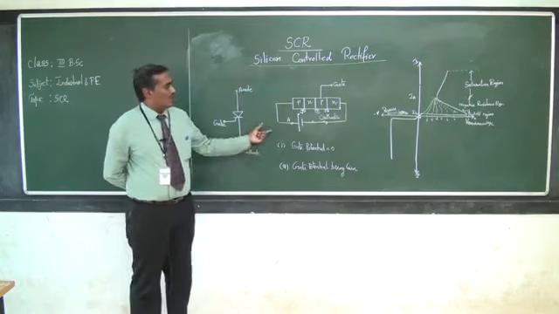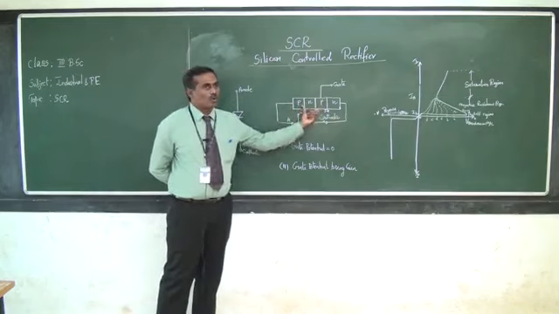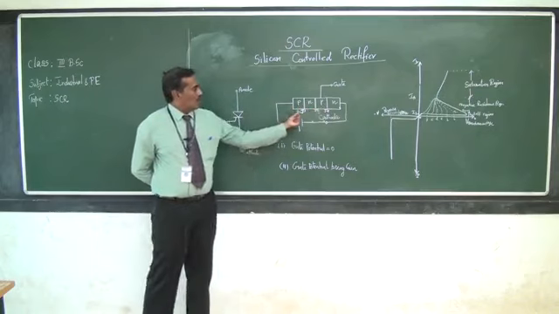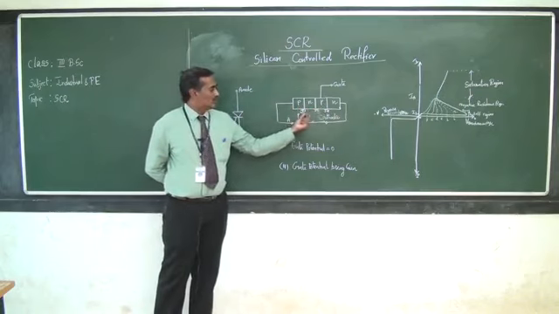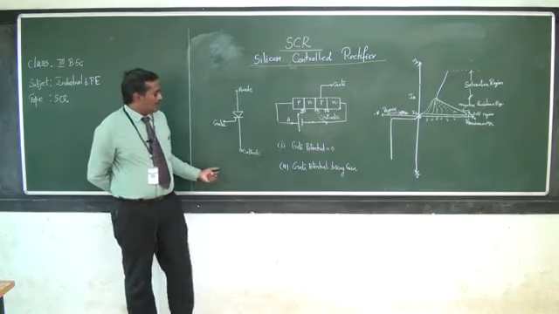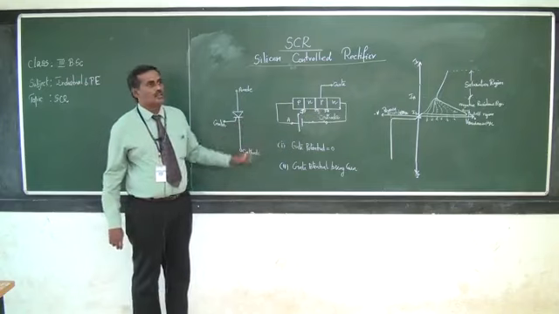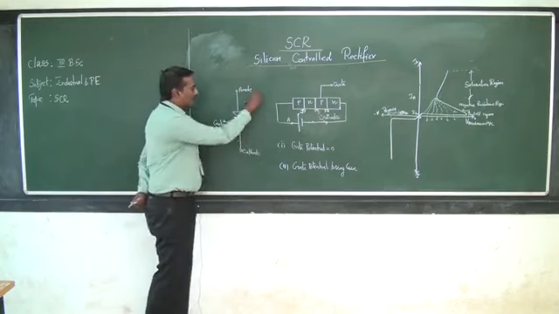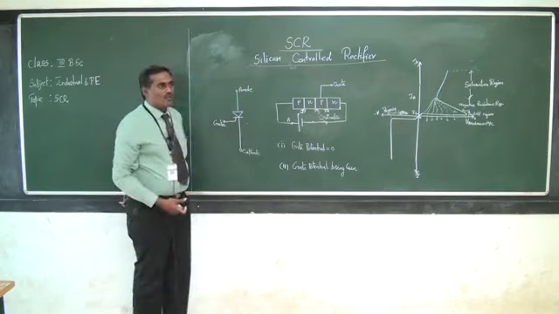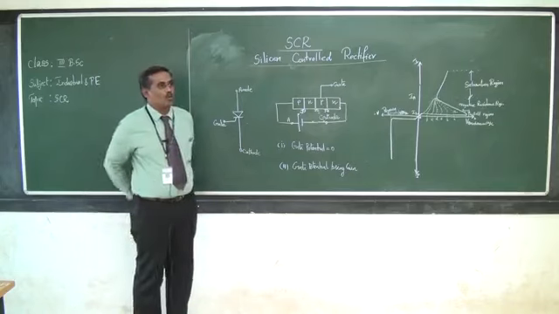Then it is a four-layer device, that is, when you consider the diode model PN, it is a four-layer device. And also a three-junction device, say J1, J2 and J3. Another very important thing is it is a switching device. That means once the SCR enters into the on state, it is acting as a closed switch. When it is in the cutoff state, then it is acting as an open switch.